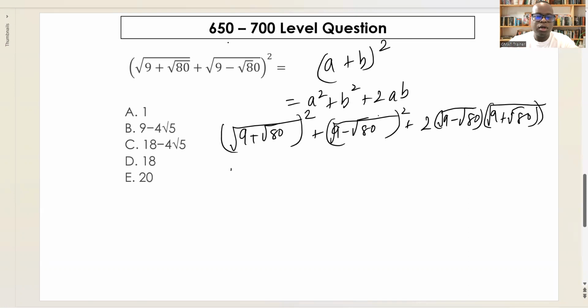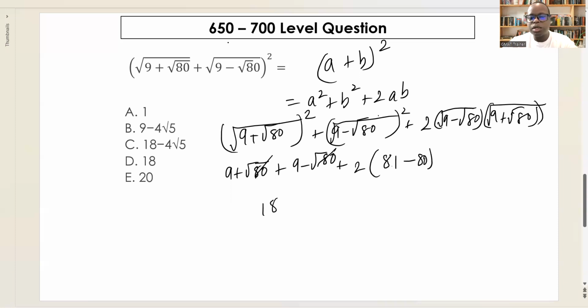So if you remove the brackets, if you square it, the square root will go: 9 plus root 80, plus 9 minus root 80, then plus 2 into the square root of 9 squared minus 80, because you have (a plus b)(a minus b), which ends up being a squared minus b squared. So you'll have 81, which is 9 squared, minus 80. That's what we'll end up having. In this simplified, the root 80 is cancelling. 9 plus 9 will have 18. Then 81 minus 80 will have 1, so we'll have 2. So the answer will end up being 20. Answer choice E.